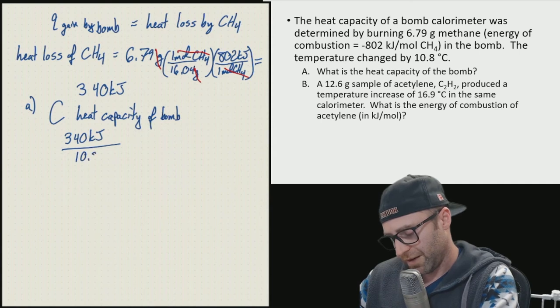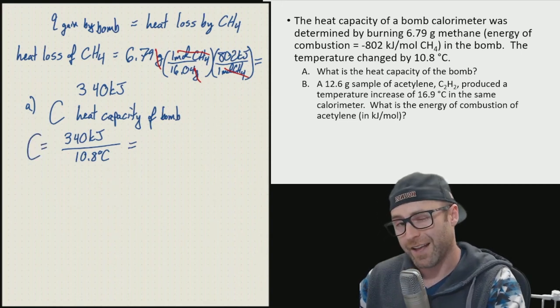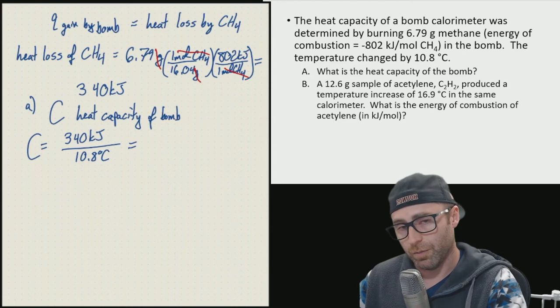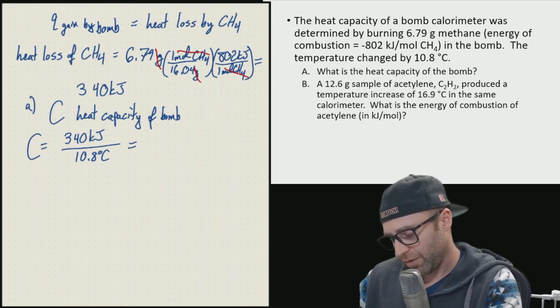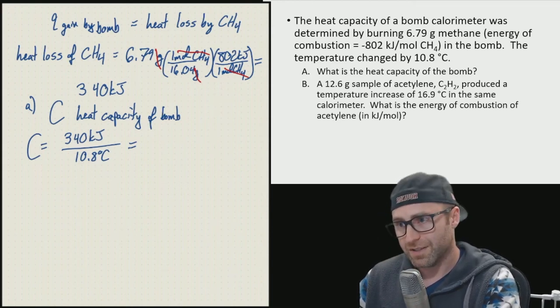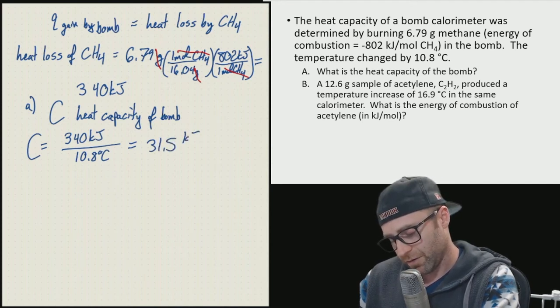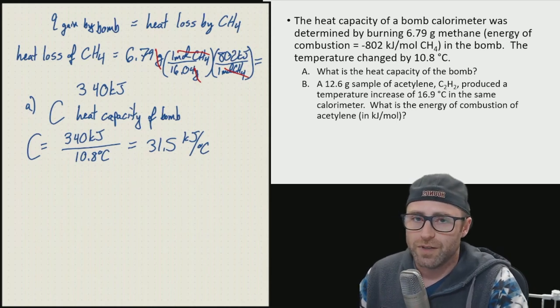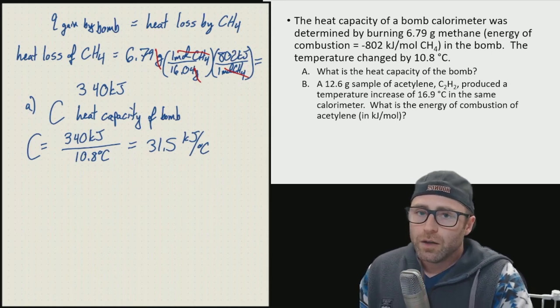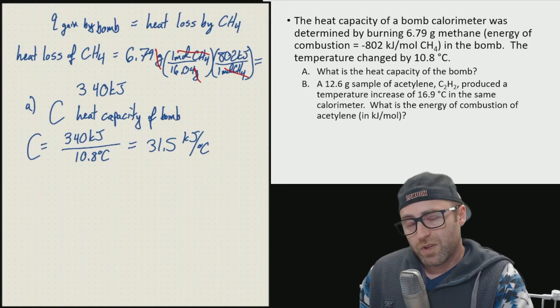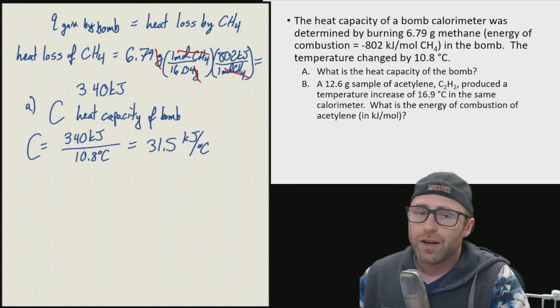So it's going to be 10.8 degrees Celsius. So we're going to find then that capital C, the heat capacity of our bomb calorimeter, that 340 kilojoules is going to be equal to 31.5 kilojoules per degree Celsius. Cool. That's telling us a lot about our bomb.